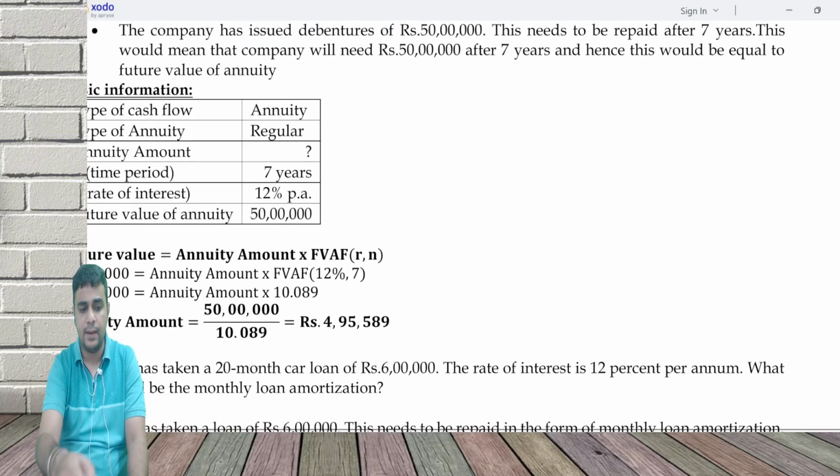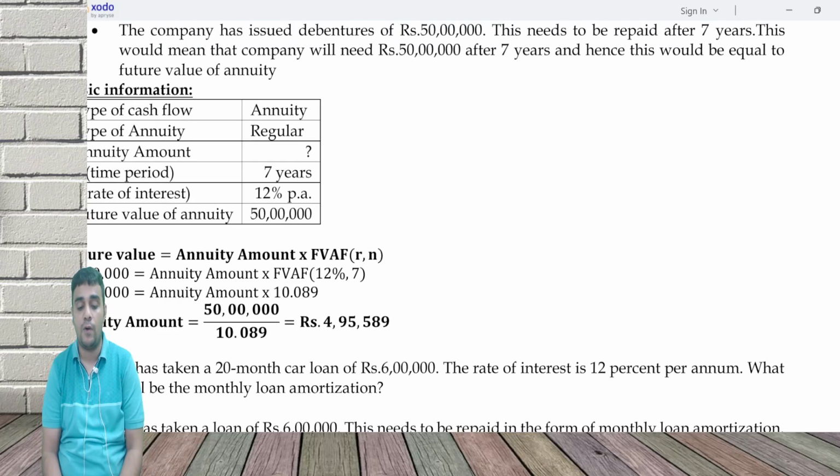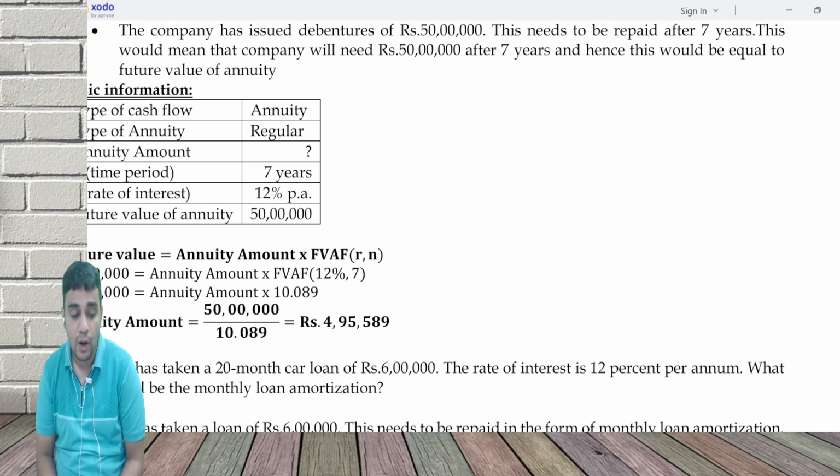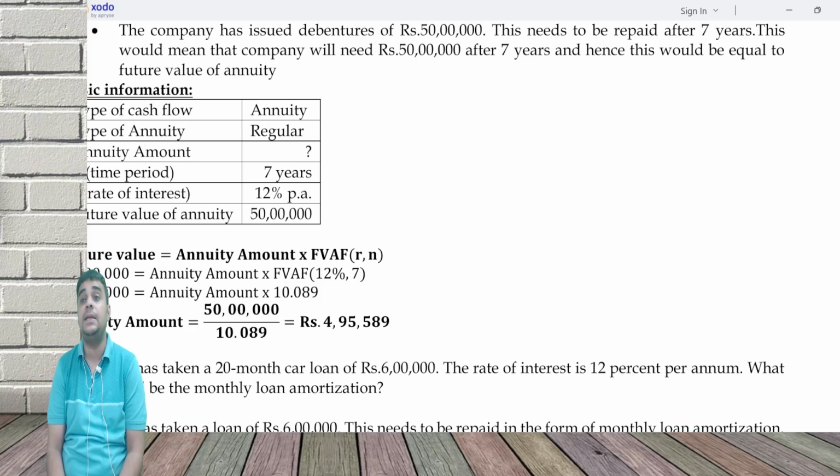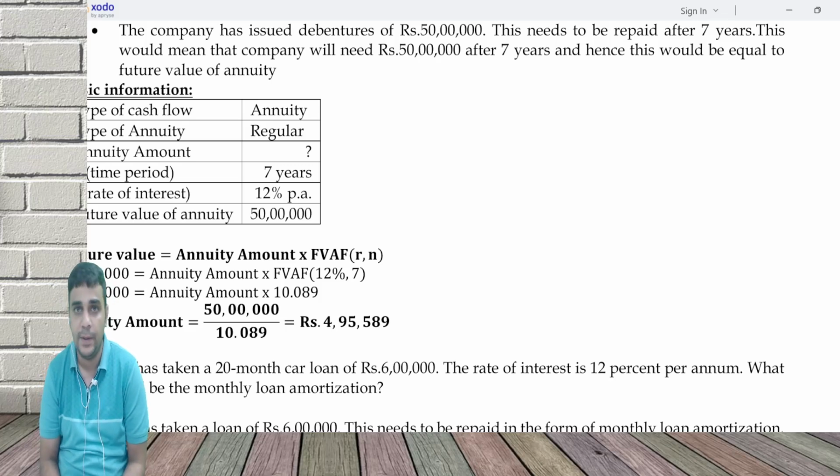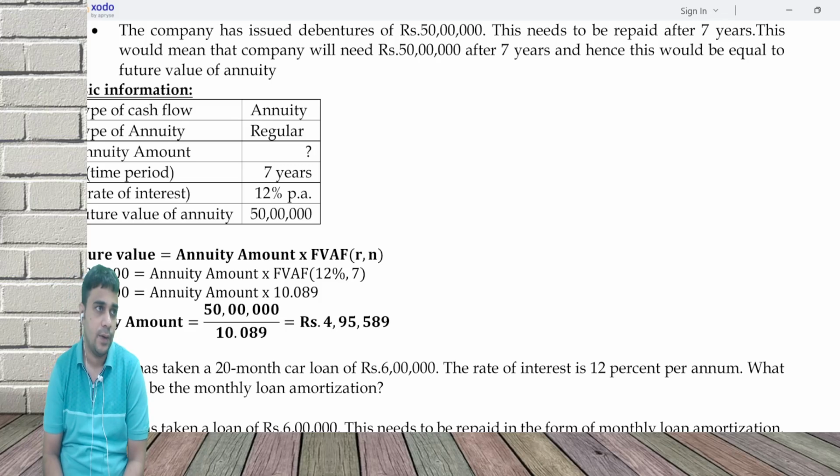Now, another application. A has taken a 20-month car loan of rupees 6 lakh. Rate of interest is 12% per annum. What will be the monthly loan amortization? What do you mean by monthly loan amortization? What is the technical name? Yes, it's annuity. EMI, equated monthly installment. EMI is what we are required to calculate.